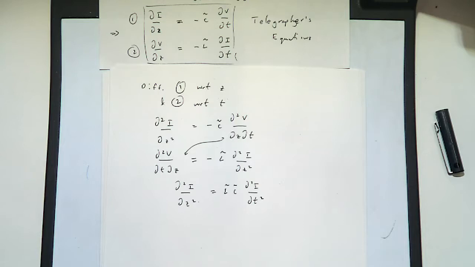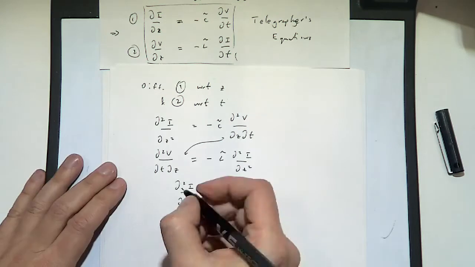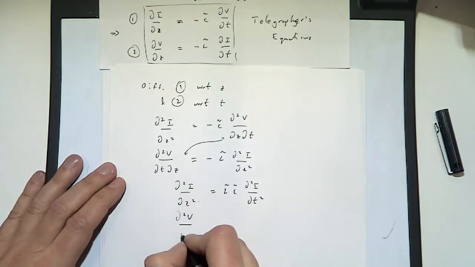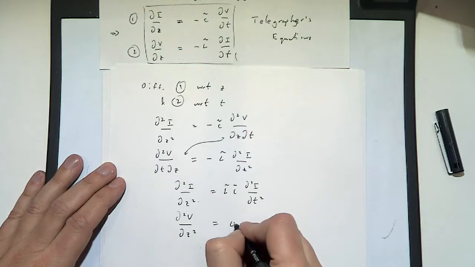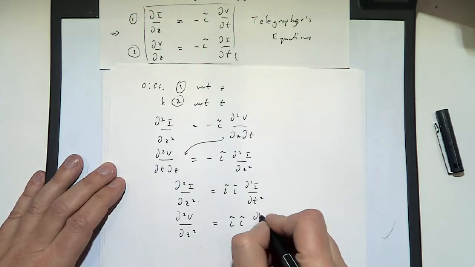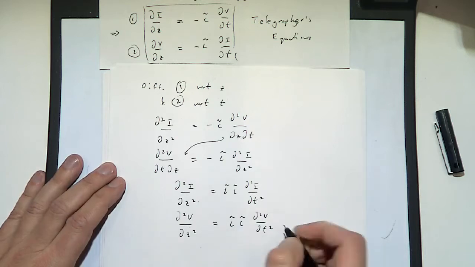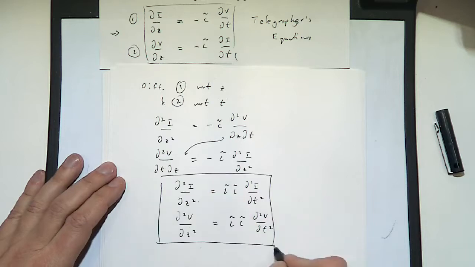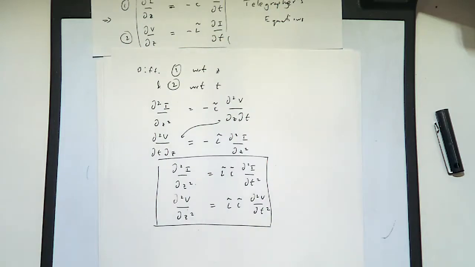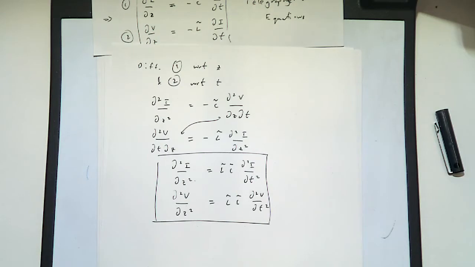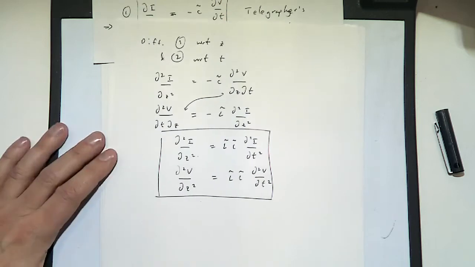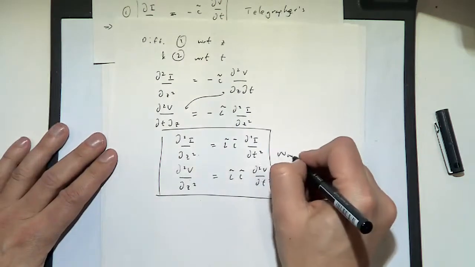Now, if you differentiate the other way round, differentiate number one with respect to t, and number two with respect to z, of course you'll get another equation which you can eliminate, and it gives you an equivalent equation for V, and you should do that. Just to give you some familiarity, show that you can do that: d²V/dz² equals L tilde C tilde d²V/dt². And those are two wave equations. Notice that they have the same values of L tilde and C tilde. So we know what wave equations are, we've seen them before, we know that this is the speed. Let's just show that explicitly. These are wave equations for a transmission line.